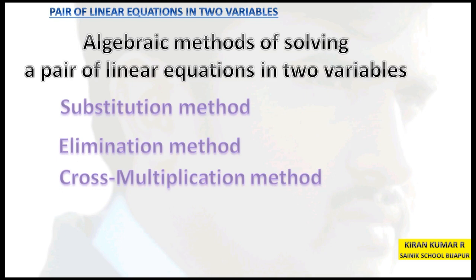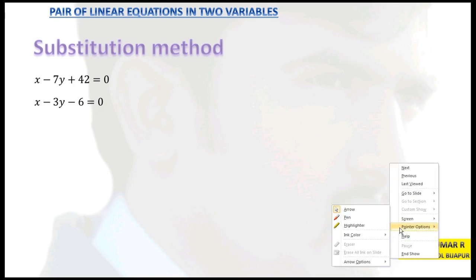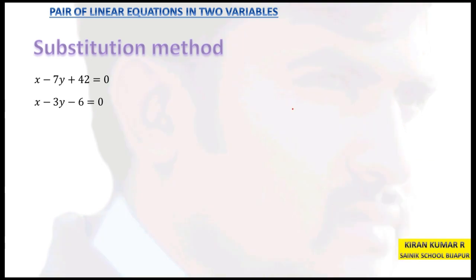First, let me consider the substitution method. I have taken a pair of equations, x minus 7y plus 42 equal to 0, and one more equation, x minus 3y minus 6 equal to 0. Let me solve this by the method of substitution. There are certain steps to be followed. First thing I will do is note these two equations as equation 1 and equation 2.